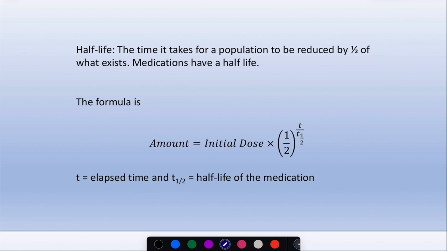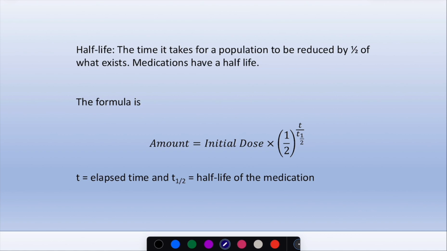When you ingest caffeine, caffeine has a half-life. So it takes 5 to 6 hours for a healthy adult to eliminate half of the caffeine that they've consumed. Just a little note there.